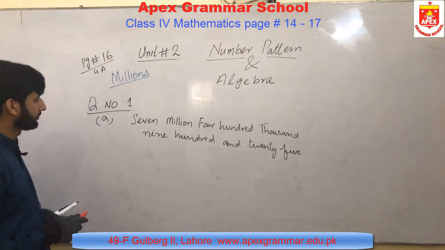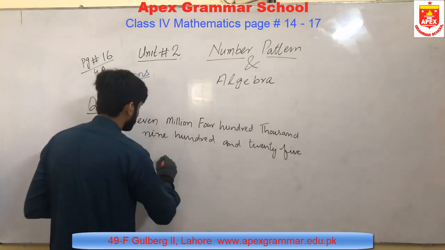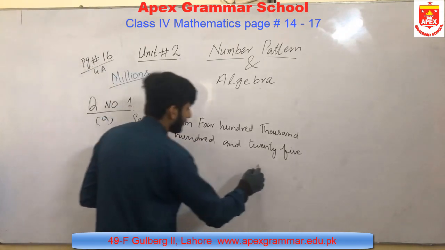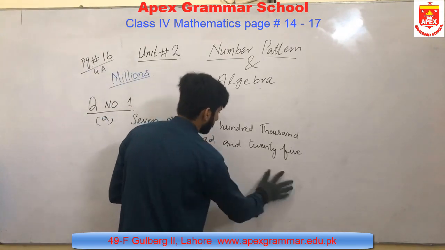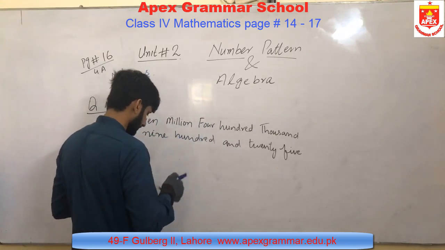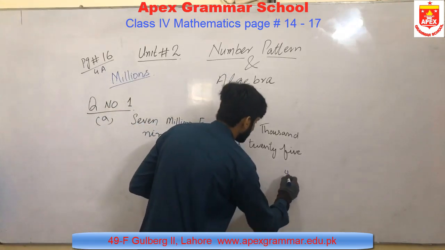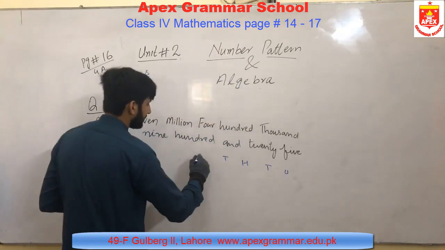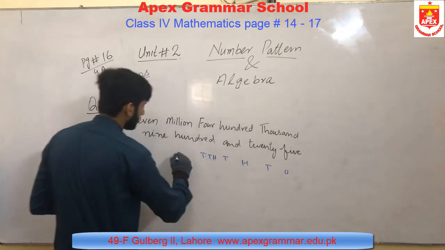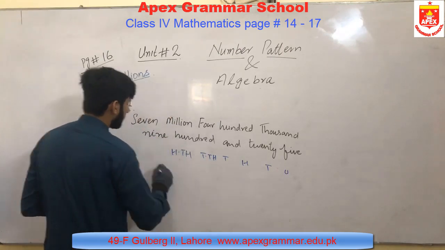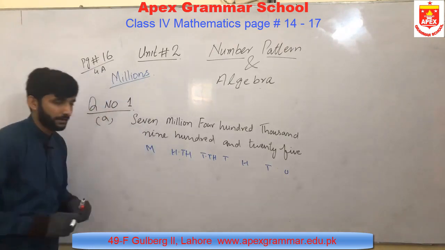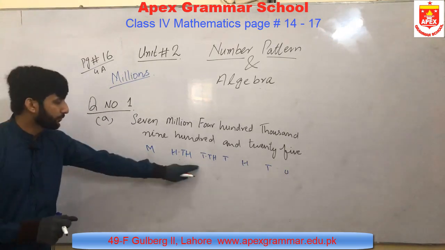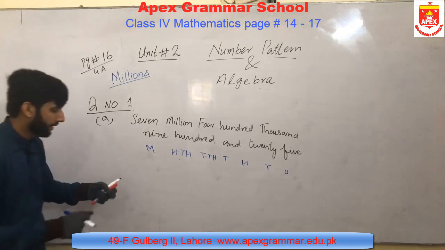First of all, I will make keys for me. I will write positions up to million: unit, ten, 100, 1000, 10,000, 100,000 and million. Before solving statement questions like these, I suggest that first of all you write all positions that are required in the question, then write down the number.